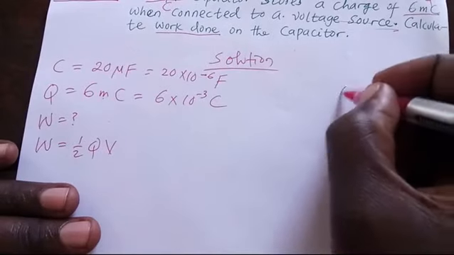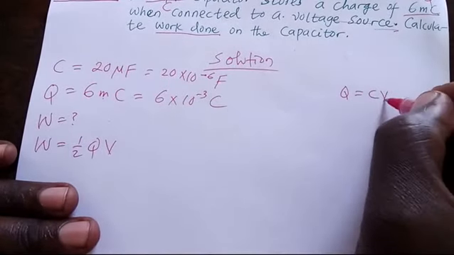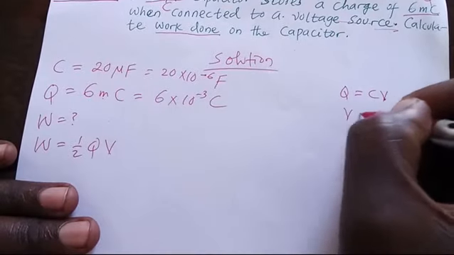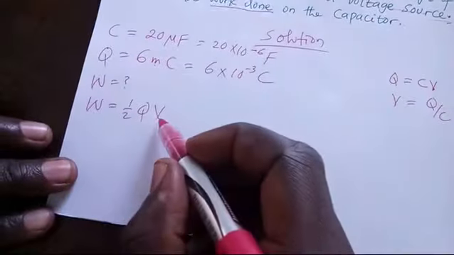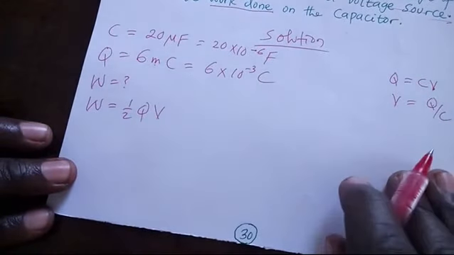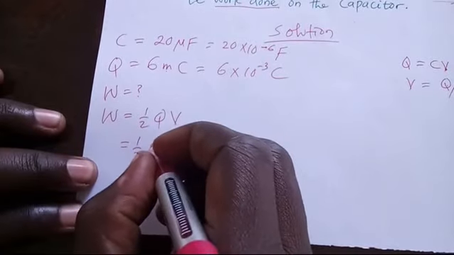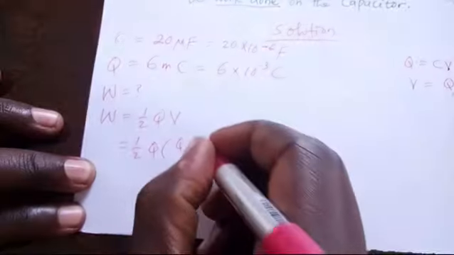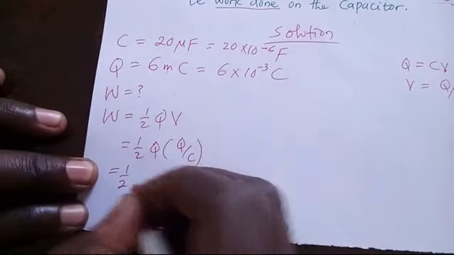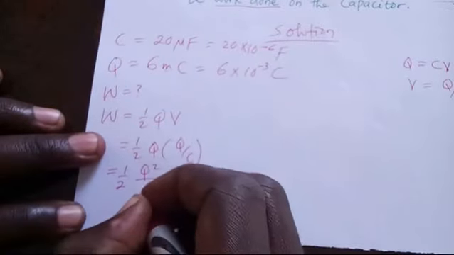So remember, your Q is equal to CV. Since you don't know V, make V the subject of the formula here, and your V is equal to Q over C. So instead of V in this formula, put Q over C. This is equal to 1 upon 2 Q, and then instead of V we have Q over C. Then this is equal to 1 upon 2 Q times Q, Q squared divided by C.